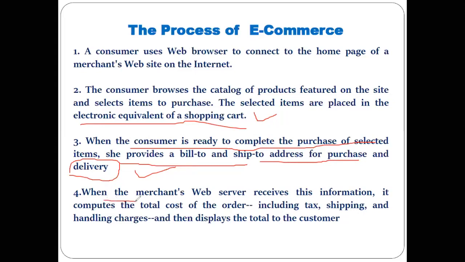Then when the merchant, in the sense of the Amazon web information system, when the merchant web server receives this information, it computes the total cost, including tax, shipping charges, handling charges, etc. These things also come when you receive the product. All the information regarding tax, shipping charges, handling charges, everything gets displayed on the bill which comes with your product. Understood all these four steps?